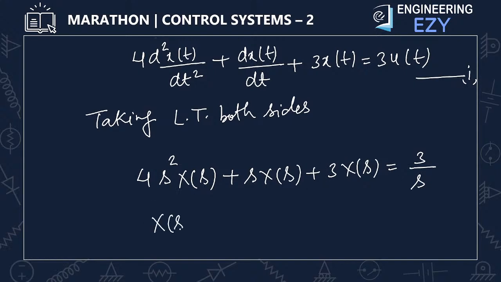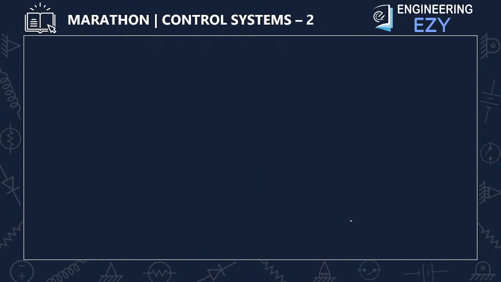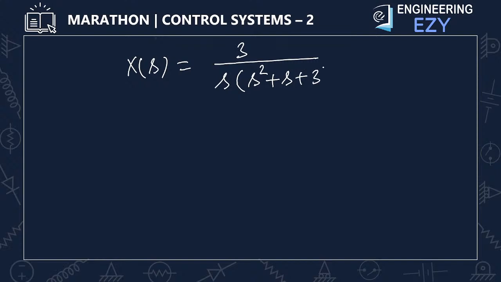So X(s), what is the X(s)? It is (4s square plus s plus 3) times X(s) is equal to 3 by s. So X(s) is 3 upon s times (4s square plus s plus 3). Now, if you apply b square minus 4ac is less than 0, b is greater than 0, so poles lie in the left half of the plane, you can apply the final value theorem.